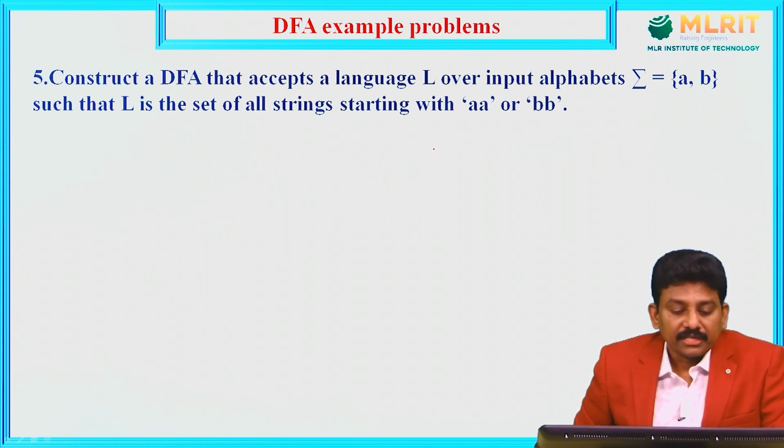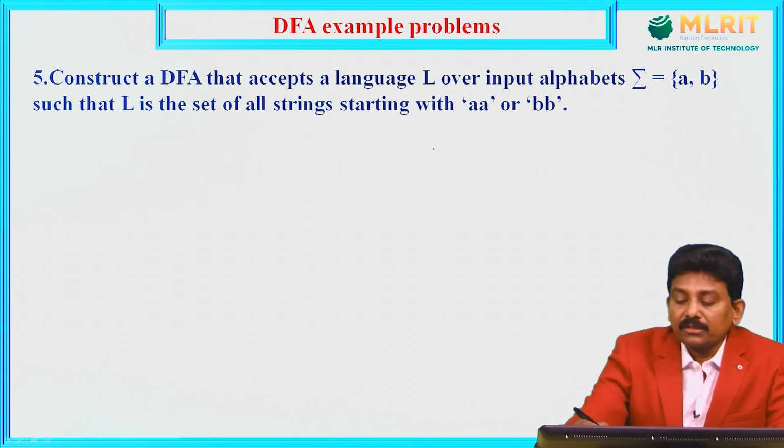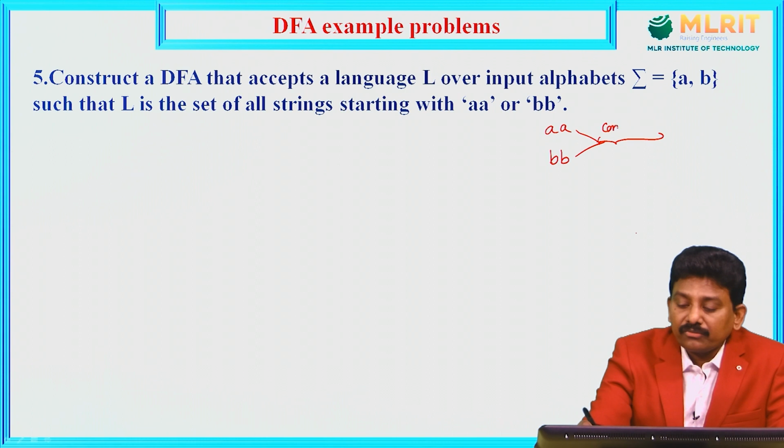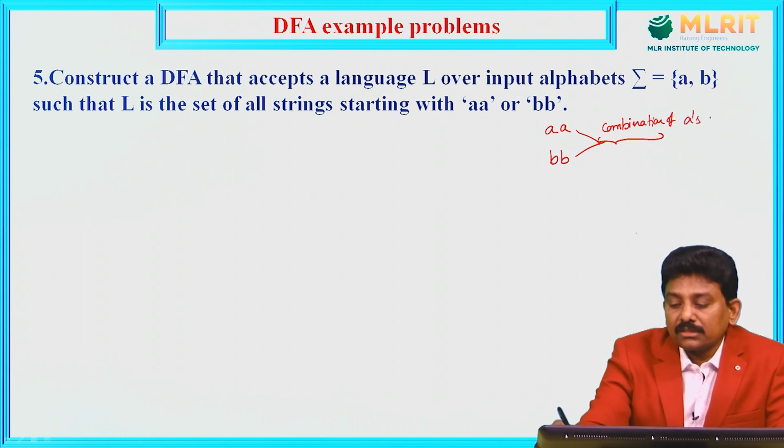Construct a DFA that accepts a language L over input alphabet sigma equal to A, comma B, such that L is the set of all strings starting with AA or BB. Here the string begins with either AA or BB. After that, the rest of the string may be a combination of A's and B's.